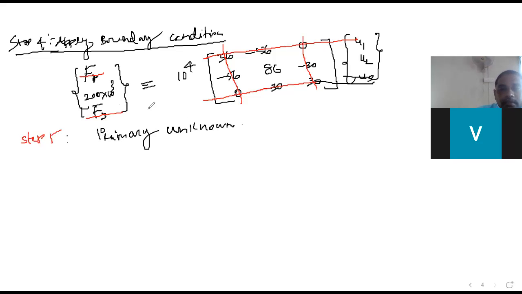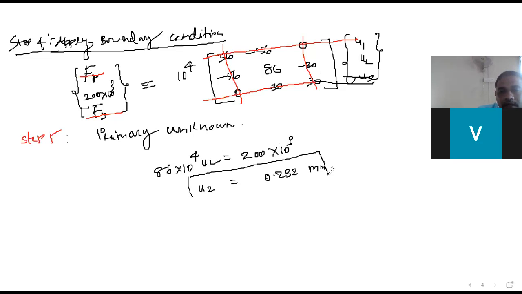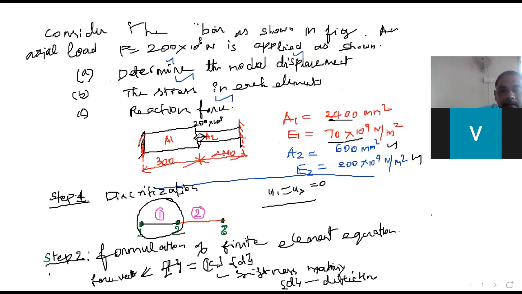So if you simplify this equation, you'll be getting only 86 into 10 power 4 u2 must be equal to 200 into 10 power 3. If you simplify this equation, you'll get the value of u2 is around 0.232 mm. This is the deflection at node number 2. It indicates that if you apply the load of 200 into 10 power 3 Newton at node number 2, you'll get the maximum deflection of 0.232 mm at this point.